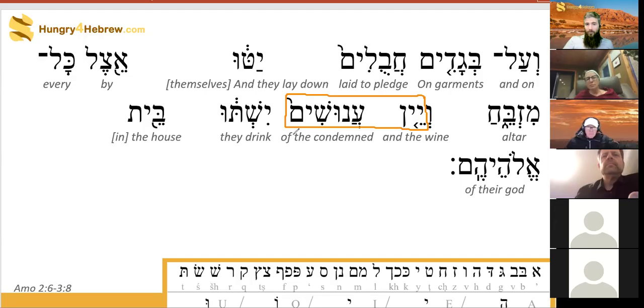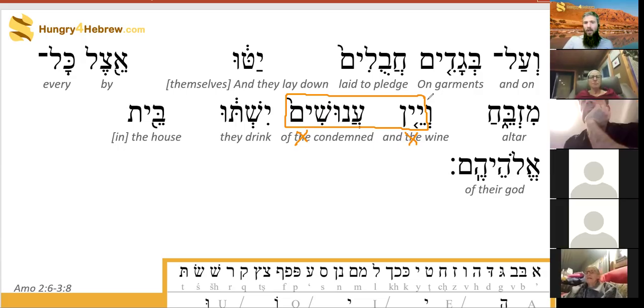Well, let's try it out. Let's take this out. And how would you read this? Wine of condemned ones they drink. That's probably a better translation. And that would actually capture the masculine plural here, the wine of condemned ones, those who are condemned. But rather than saying the wine of condemned, which sounds silly in English, they put in the "the" to make it sound better. So technically, no, it's not definite.